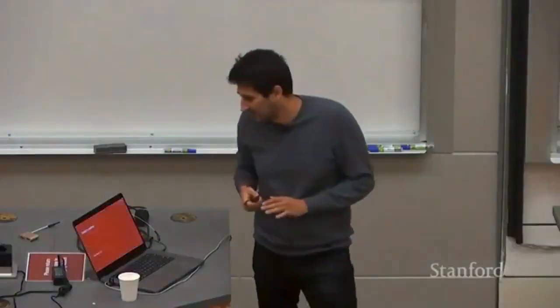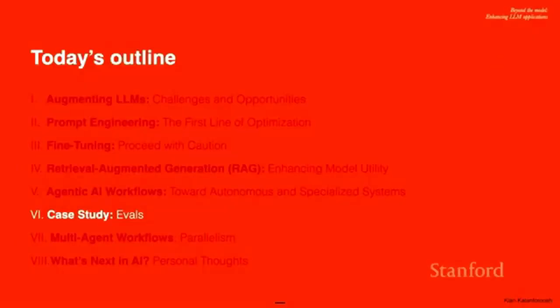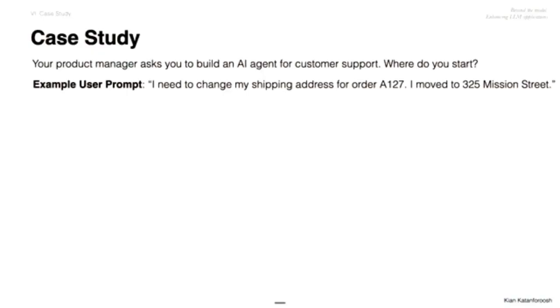Super. So let's move forward and do a case study with evals, and then we're almost done for today. Let's say your product manager asks you to build an AI agent for customer support. Okay, where do you start? And here is an example of the user prompt. I need to change my shipping address for order blah blah blah. I moved to a new address. So where do you start if I'm giving you that project?